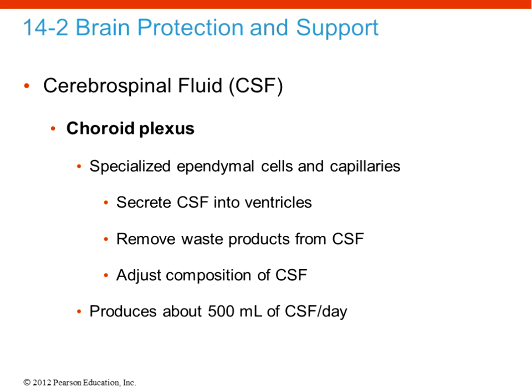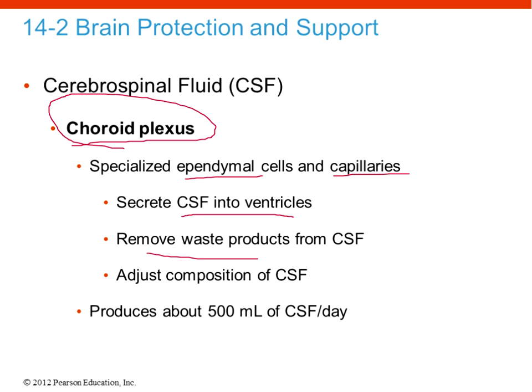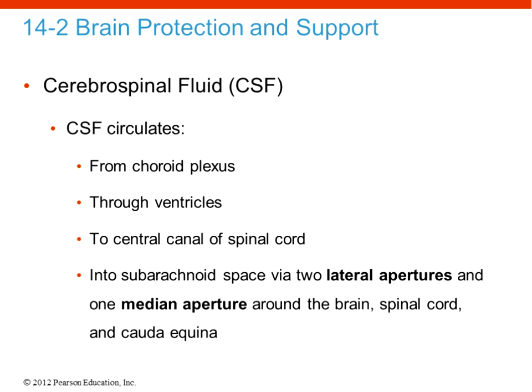All right, so CSF comes from what's called the choroid plexus, which is a combination of ependymal cells and capillaries. It produces and secretes this CSF into the ventricles and also removes waste products. And so this choroid plexus, you'll have an opportunity to see when we do your sheep brain dissection coming up. You'll be able to actually tease some of that out of the ventricles. But that's where it's coming from. The CSF is coming from this choroid plexus, and it's found in these ventricles.